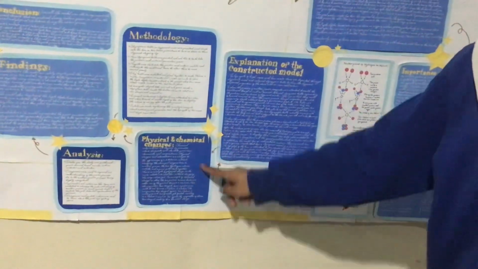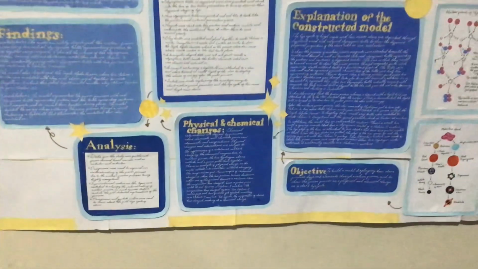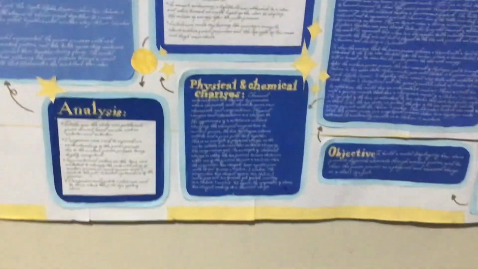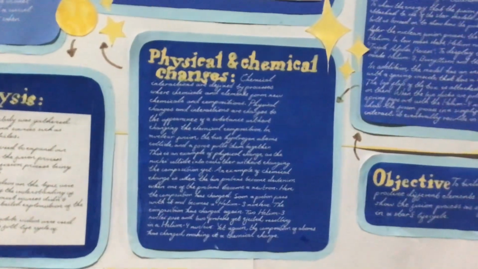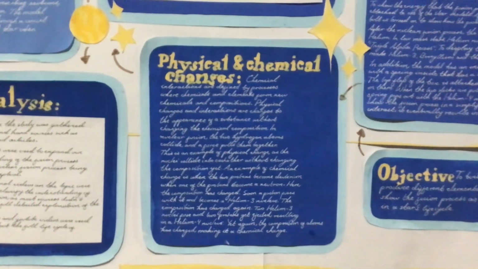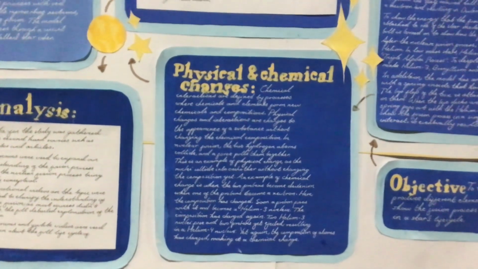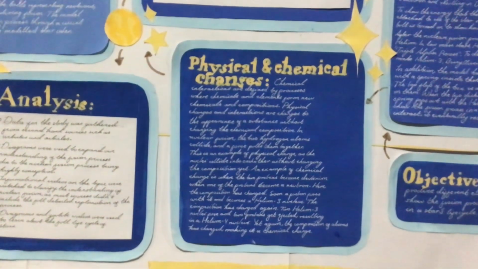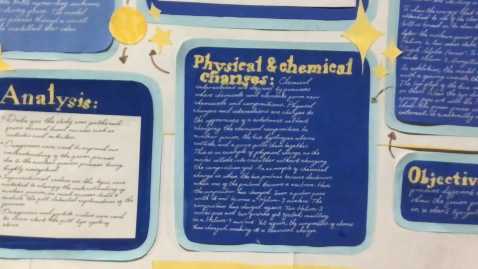Okay, now we're going to talk about physical and chemical changes. Chemical interactions are defined by processes where chemicals and elements form new chemicals and compositions. Physical changes and interactions are changes to the appearance of a substance without actually changing the internal chemical composition.